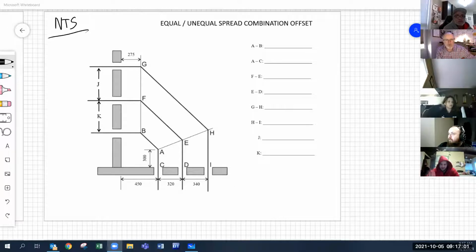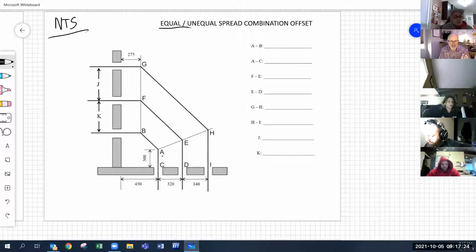All right. So none of this is to scale. So equal and unequal spread offset combination. Now there's going to be a little bit of optical illusion on here when we solve for a couple of these. So first off, when I have this one, I'm going to look and see what numbers I do have.